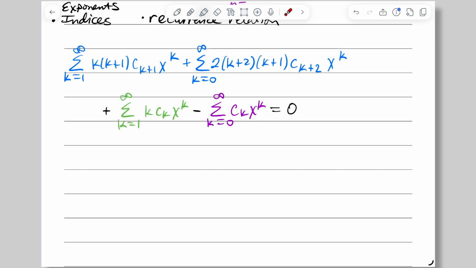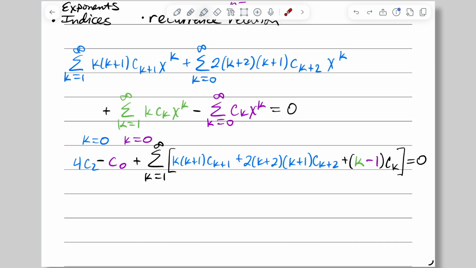So I've made all the exponents match x to the k, and for the first term, first sigma expression, we have k times k plus 1 c sub k plus 1. For the second one, 2 times k plus 2 k plus 1 c sub k plus 2. And for the third and the fourth, the only change was that n became k, so those are unchanged. So I'd say if you need to, pause it here and then see that you match me, and then we'll move on to the indices.